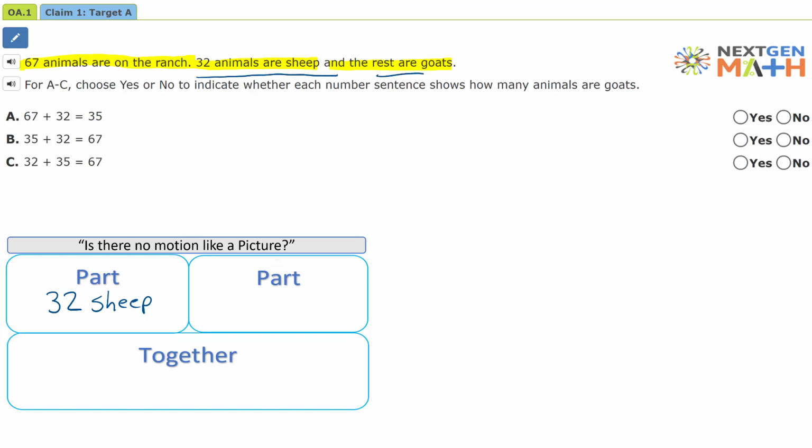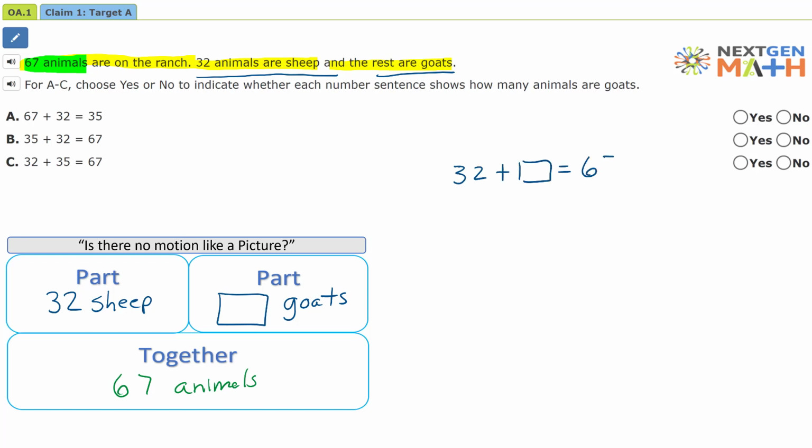And it says the rest are goats. We're not quite sure how many goats there are, so we're going to use the word rest. What we do know is that altogether there are 67 animals. So we actually know an equation now, because if we have 32 plus our unknown number, that's going to be equal to 67. So let's solve for our unknown number.